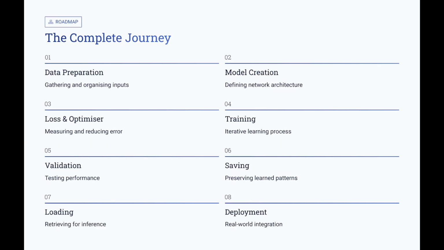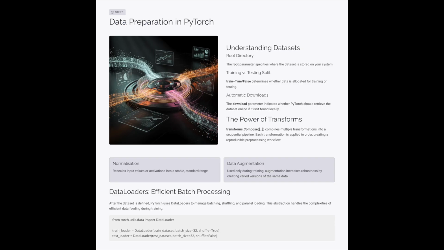Let's check out the path we will follow throughout this journey. 1. Data preparation. 2. Model creation. 3. Loss function and optimizer definition. 4. Training. 5. Validation. 6. Model saving. 7. Model loading for inference. 8. Deployment or integration. Let's start with data preparation.